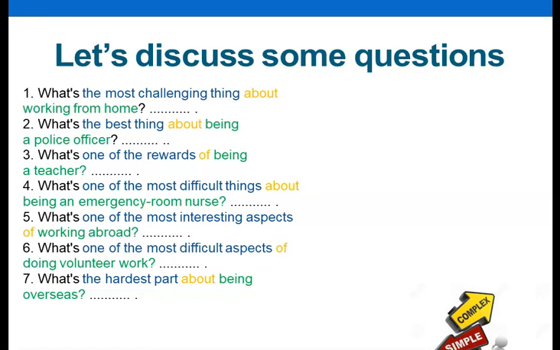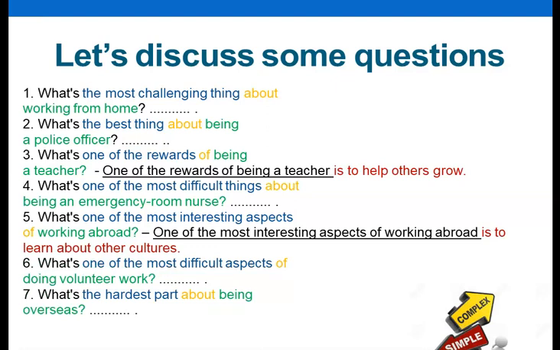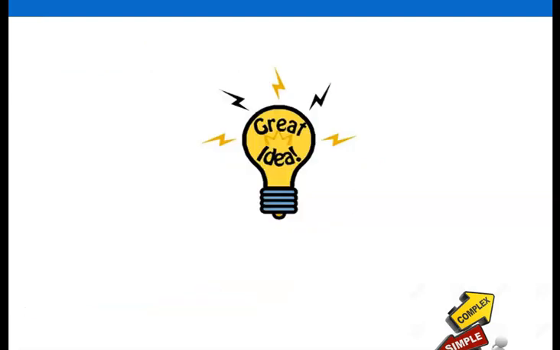So, how can we answer these questions? You know that the sentences start with the subject. So, to answer these questions, we just take the subject, put the verb "is," and give our idea. Here are some of my examples. What's one of the rewards of being a teacher? Well, one of the rewards of being a teacher is to help others grow. What's one of the most interesting aspects of working abroad? One of the most interesting aspects of working abroad is to learn about other cultures. What about your ideas? What about your answers to all these questions that you can see here? I'm sure that your ideas are really great.